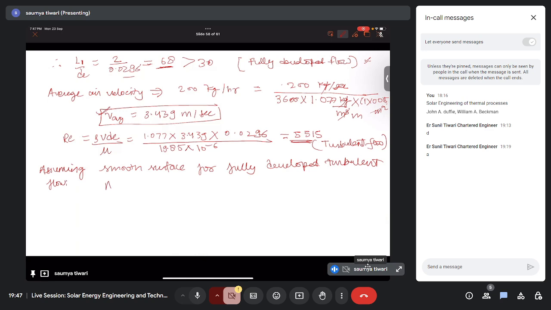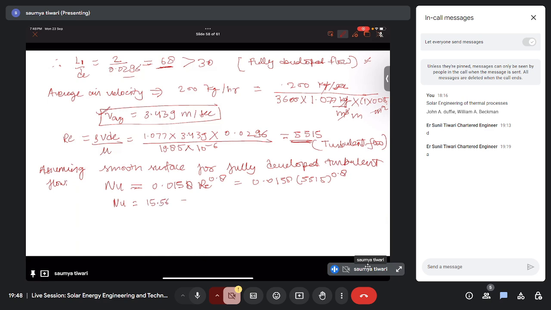We know the Nusselt number formula. The Nusselt number empirical relation is 0.0158 Reynolds number to the power 0.8. If we put in the value, it will be 0.0158 times 5515 to the power 0.8. From this value we get the Nusselt number, which comes to 15.56.